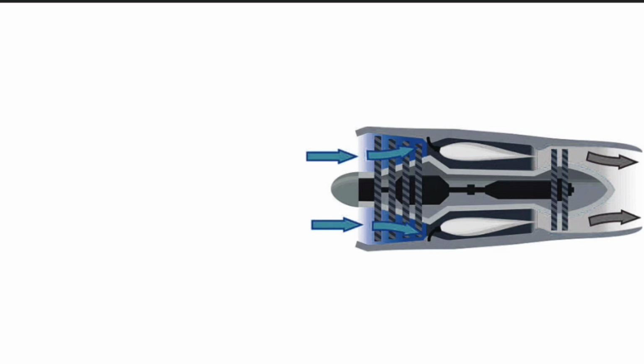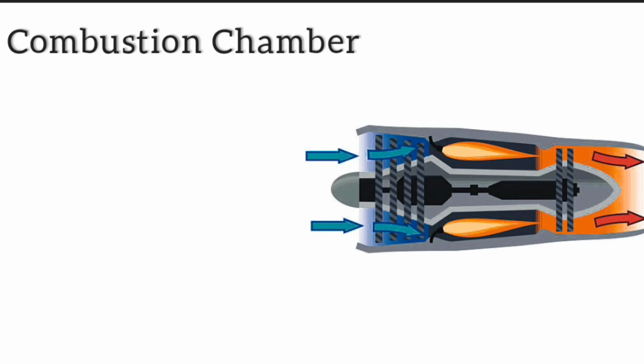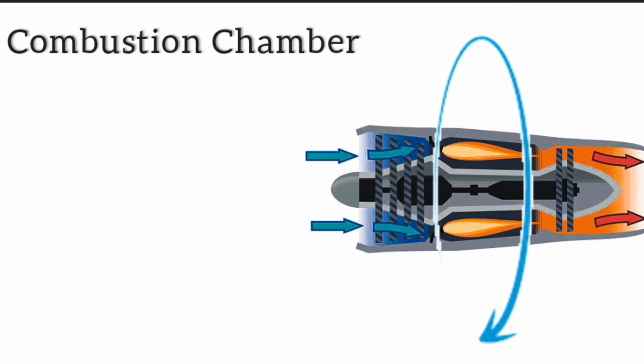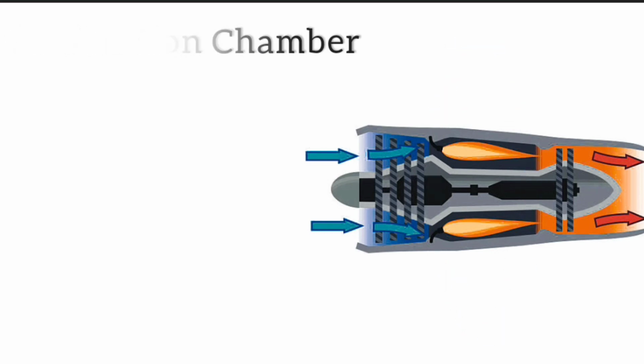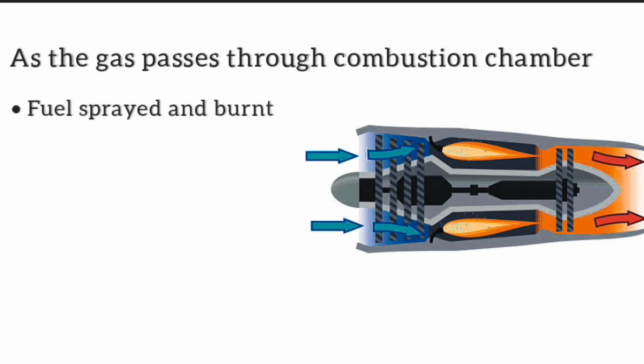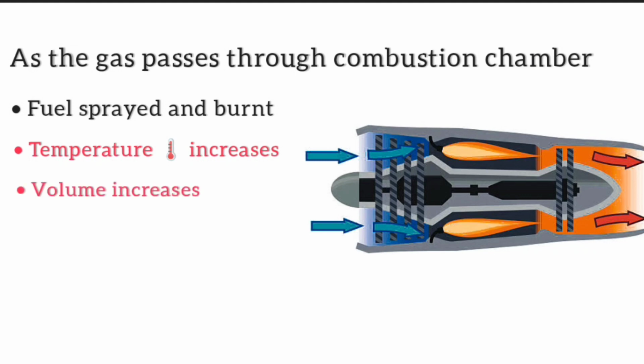And this high temperature gas coming from the compressor is then passed into the combustion chamber. In the combustion chamber, fuel is sprayed and then burnt. Hence, the temperature is increased even further in the combustion chamber. This results in an increase in volume at constant pressure.